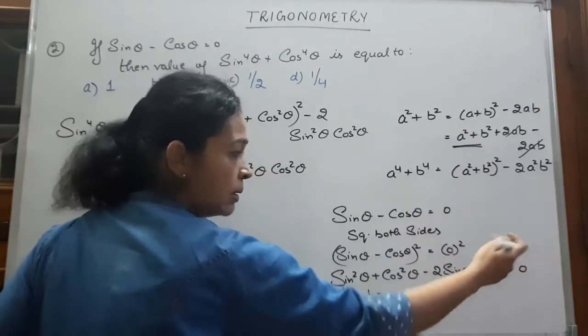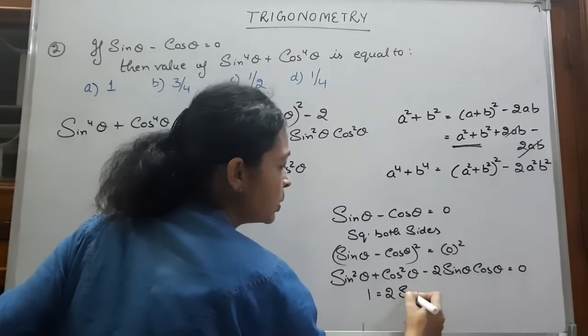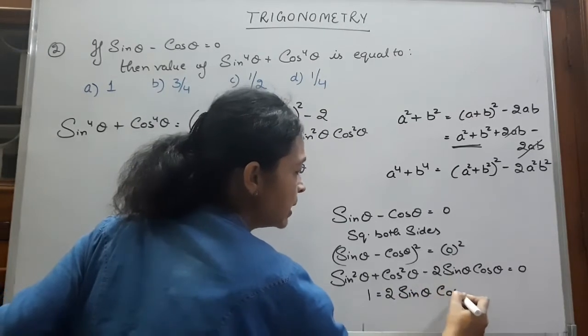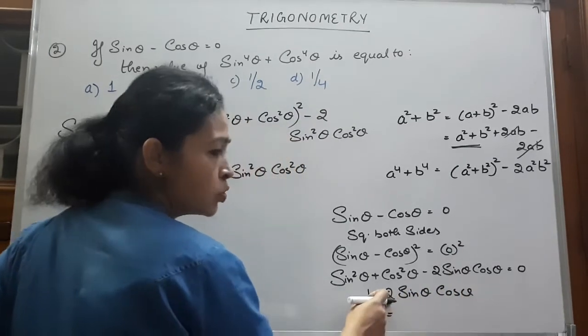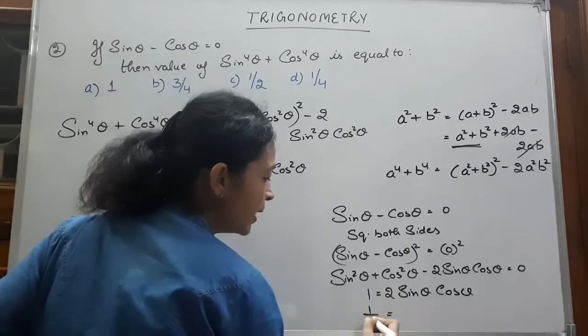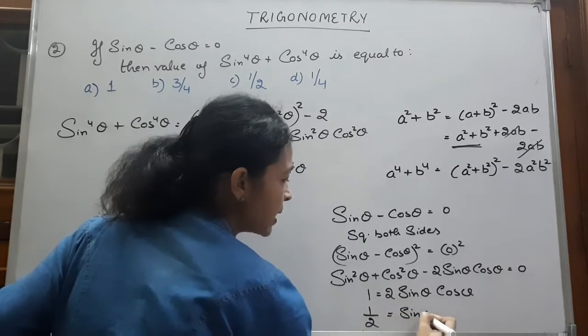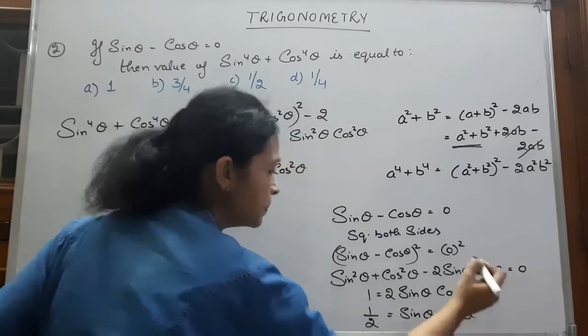We take 2 on the right hand side: 1 equals to 2 times sin theta cos theta. Take this 2 on the left hand side: 1 by 2 equals to sin theta cos theta.